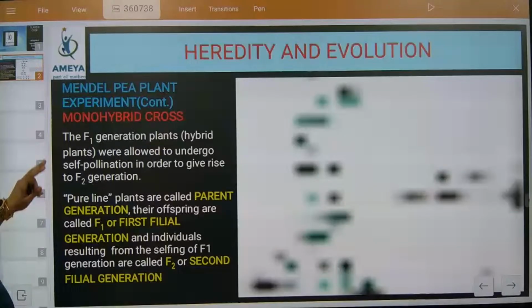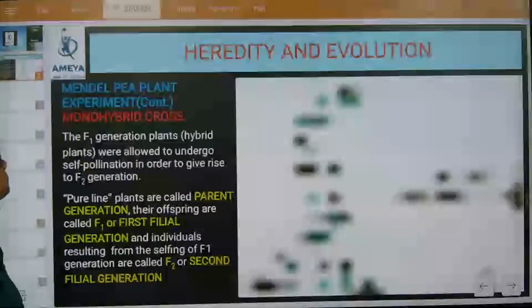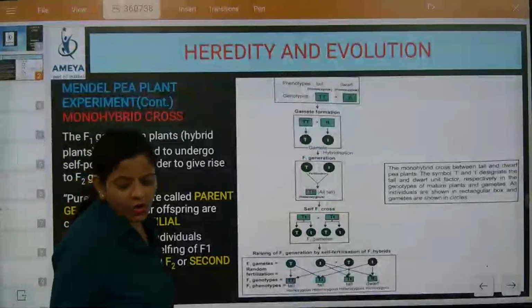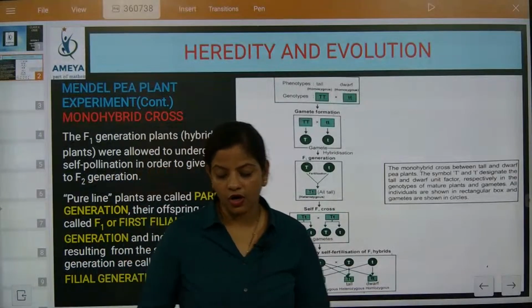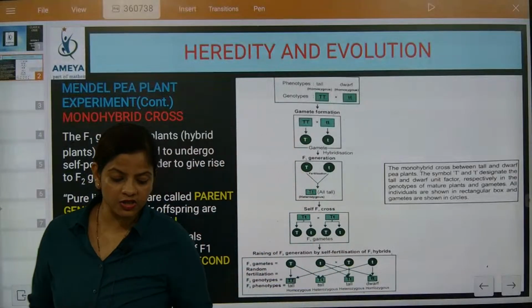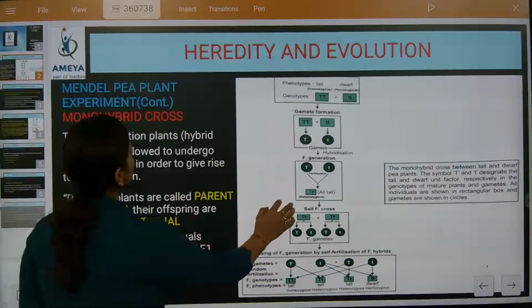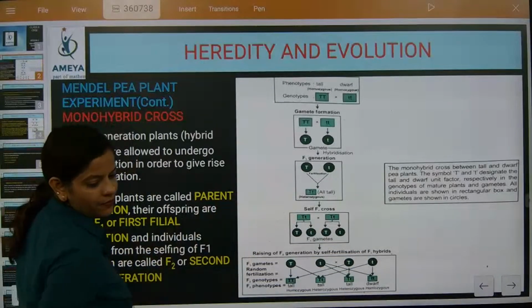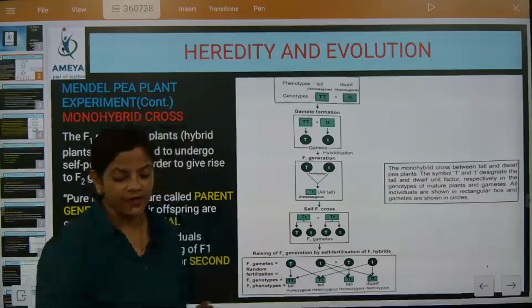So let's go for the first one, Mendel's experiment, monohybrid cross. First we will go for monohybrid cross. In monohybrid cross, please kindly check how the cross is done. This PDF will be available to you. All the PDFs will be available to you.